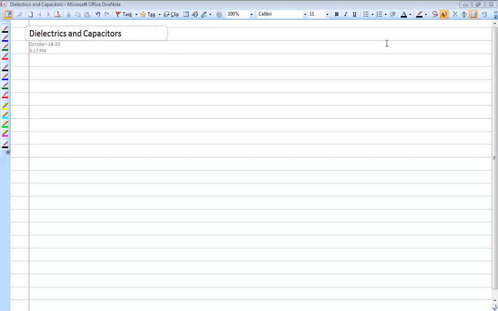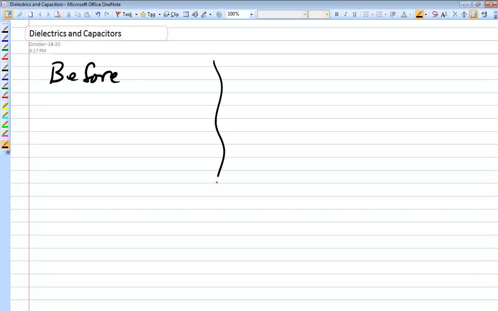In this video, we'll look at what happens to the charge, voltage, energy, and electric field of a capacitor before and after you put a dielectric in. So once again, we'll start with our before and our after picture. Initially, we'll have an air-filled capacitor. The distance between the plates will not change. We'll charge it up.